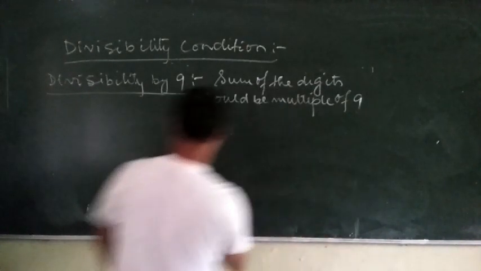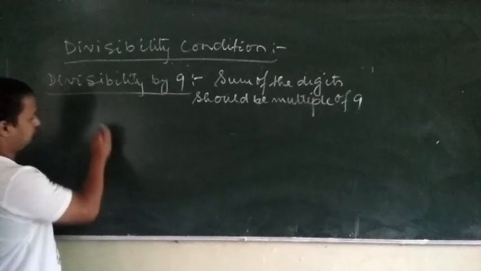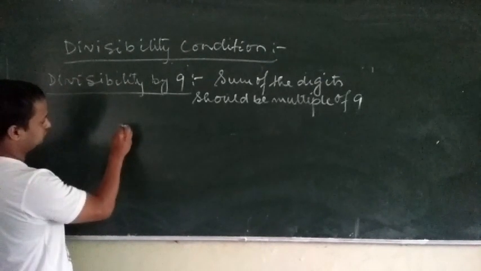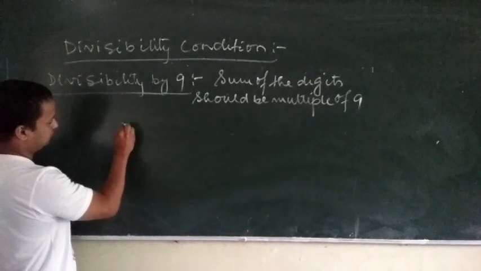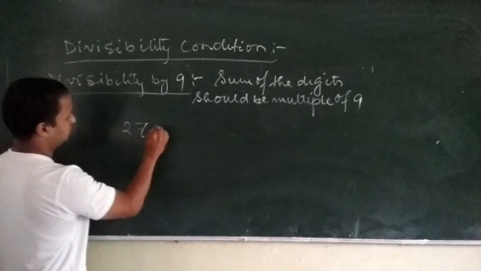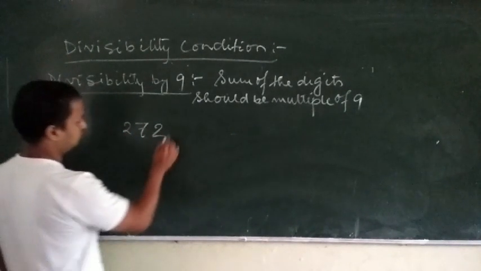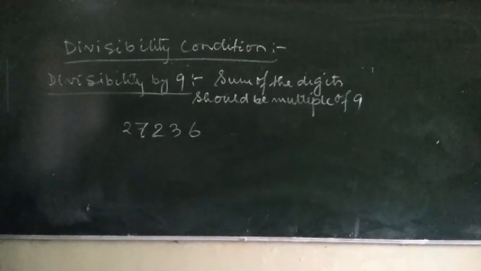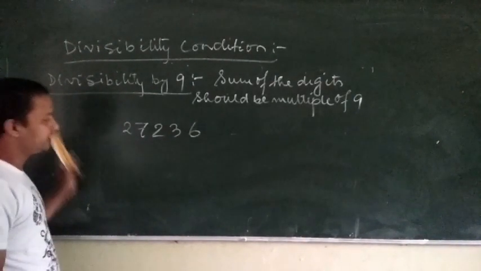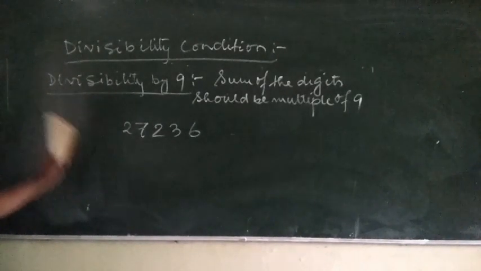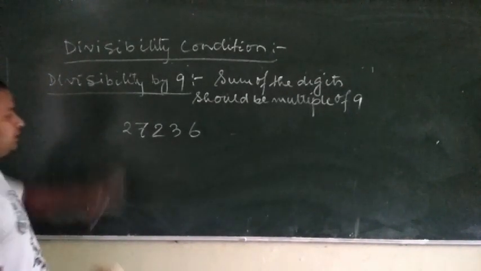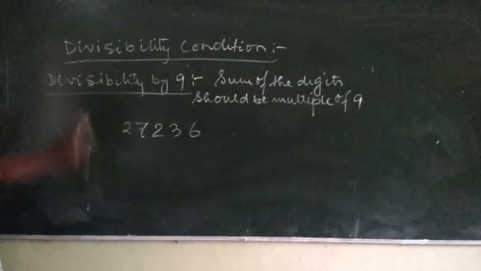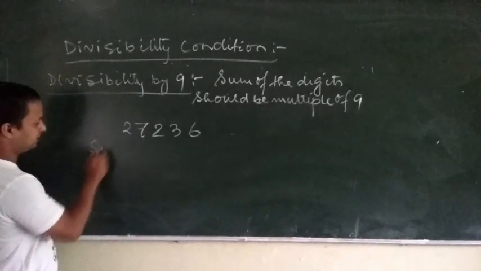So next we take another example, 27236. Whether this number is divisible by 9 or not. To check whether the number is divisible by 9 or not, let's say sum of the digits.